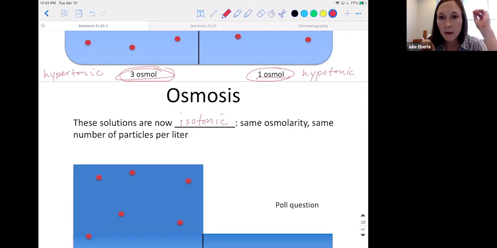Anything with a lower osmolarity is hypotonic compared to something else. If it has higher osmolarity, if I was asking you what solution B was, you'd say it's hypertonic compared to solution A. Makes sense? Questions on hypo and hyper? All right.